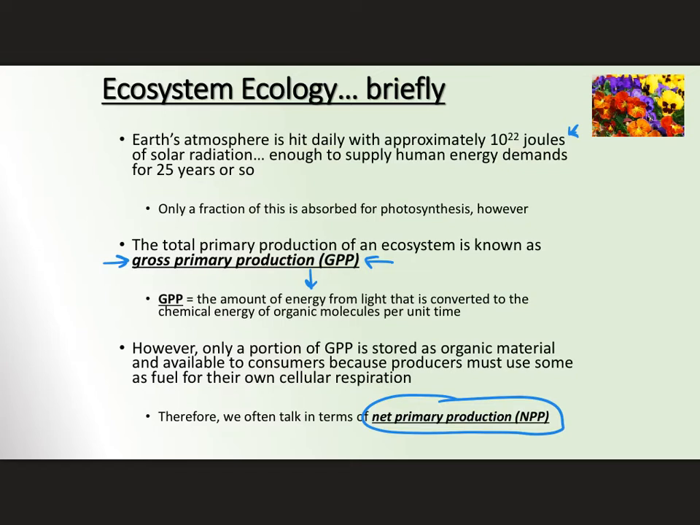So if you think back, remember when we did metabolism and we said glycolysis made 4 ATP, but you had to spend 2 ATP to get it going, so your net total was 2 ATP, right? It's a similar concept here, where plants are going to harness a certain amount of GPP, but they're going to have to use some of that. And that's going to leave us with net primary production or productivity, which is what we can actually get energy from.